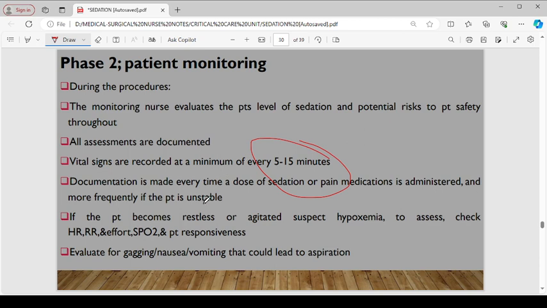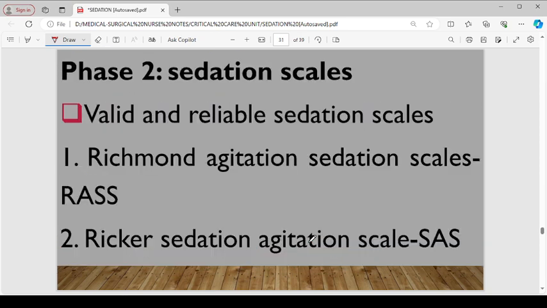So if the patient becomes restless or agitated, you suspect hypoxemia, and therefore you have to assess the heart rate, the respiratory rate, the effort, SpO2, and the patient responsiveness. Also evaluate for gagging, nausea, vomiting, and this could lead to aspiration. Okay, this could be leading to aspiration.